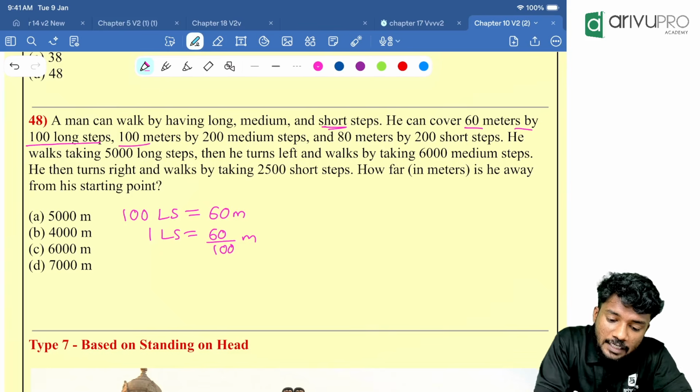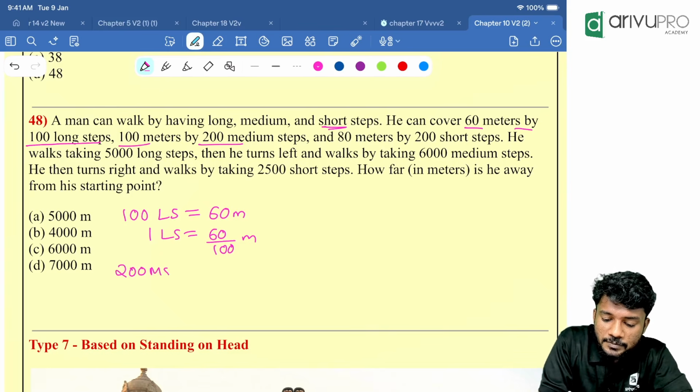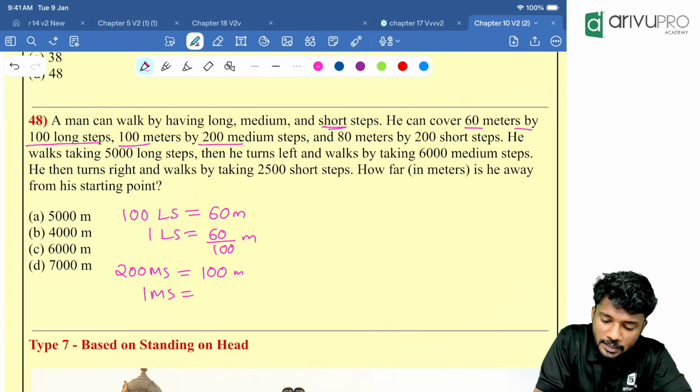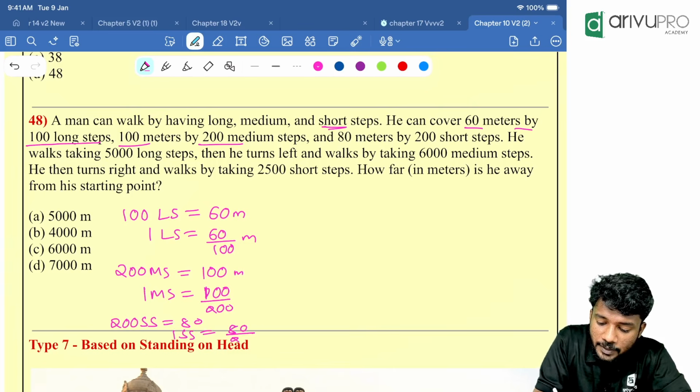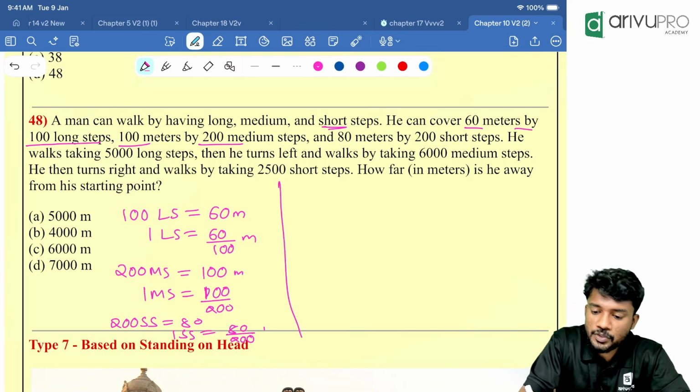Then 100 meters by 200 medium steps. So if he travels 200 medium steps, he will reach how many meter? 100 meter. So 1 medium step is equal to how many meter? 100 divided by 200. Then finally 80 meter by 200 short steps. Then 1 short step is equal to how much? 80 divided by 200. Now the question we will check.